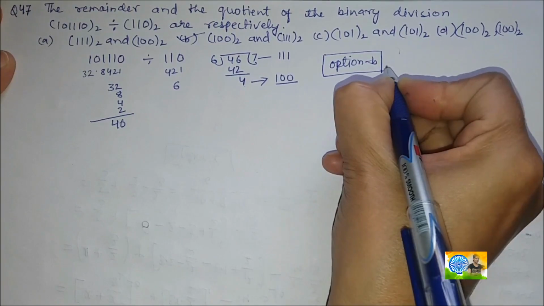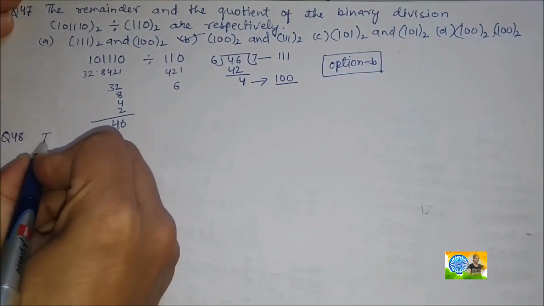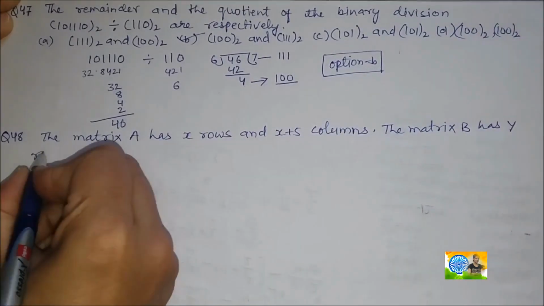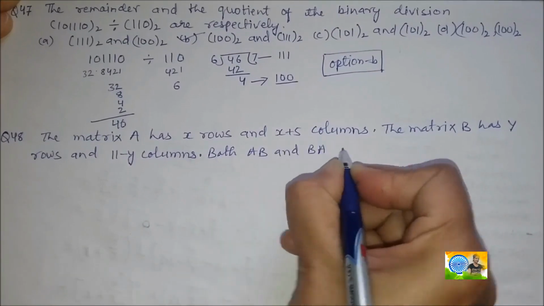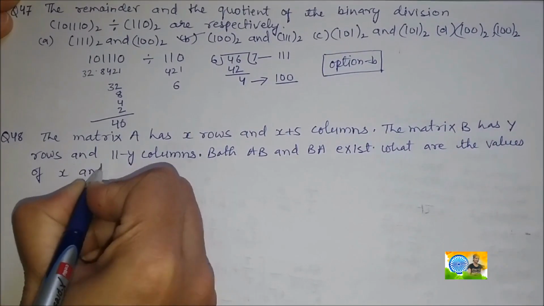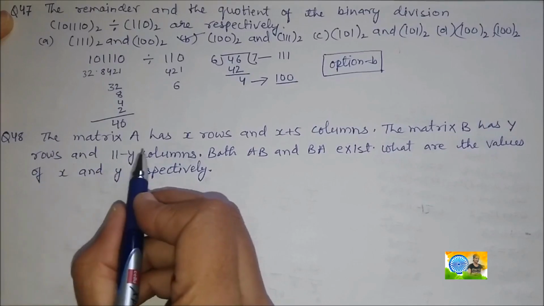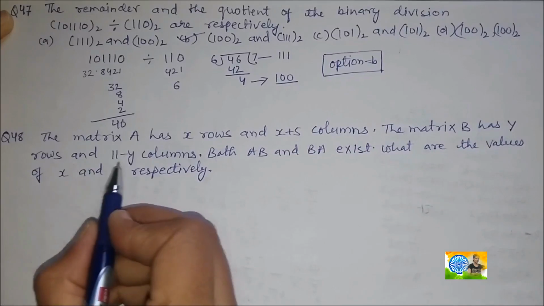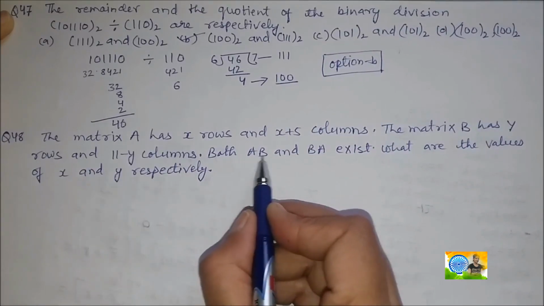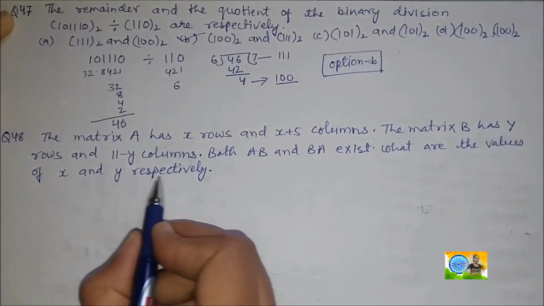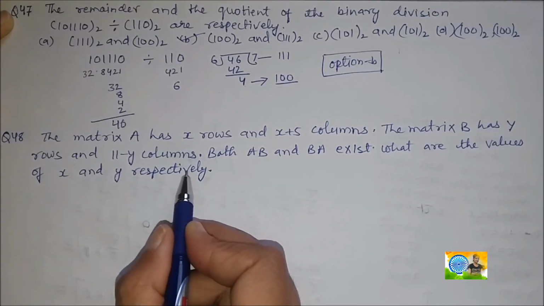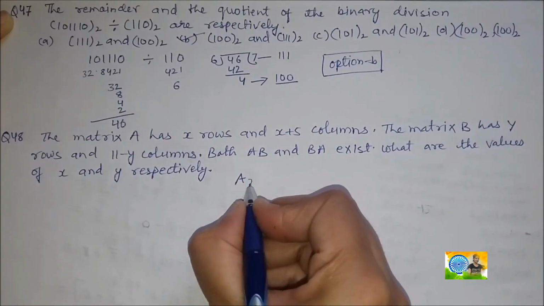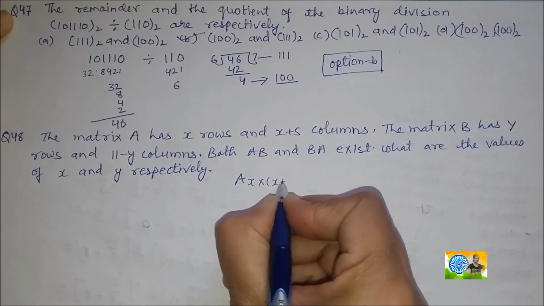Let us now see question number 48. The matrix A has x rows and x plus 5 columns. The matrix B has y rows and 11 minus y columns. Both AB and BA exist. What are the values of x and y respectively? So we are given here matrix A has x rows and x plus 5 columns. So this is x by x plus 5.